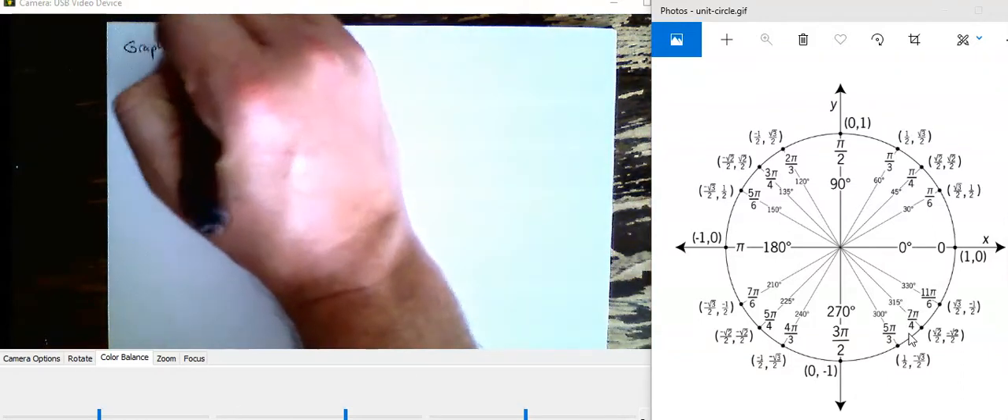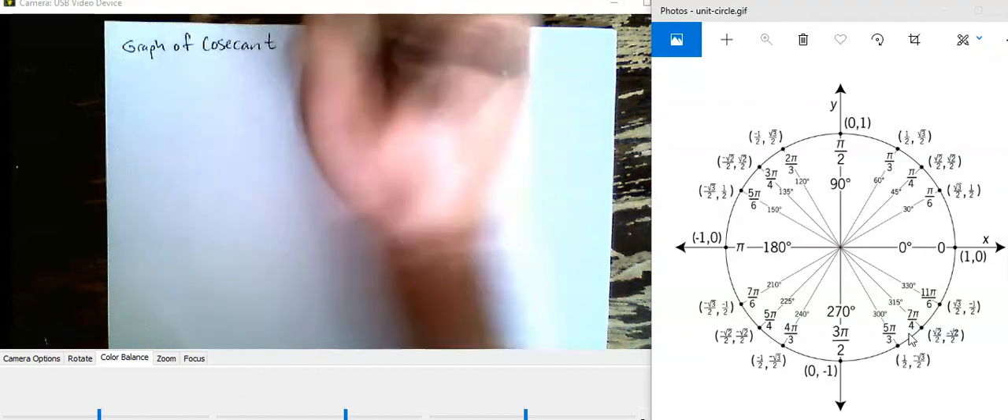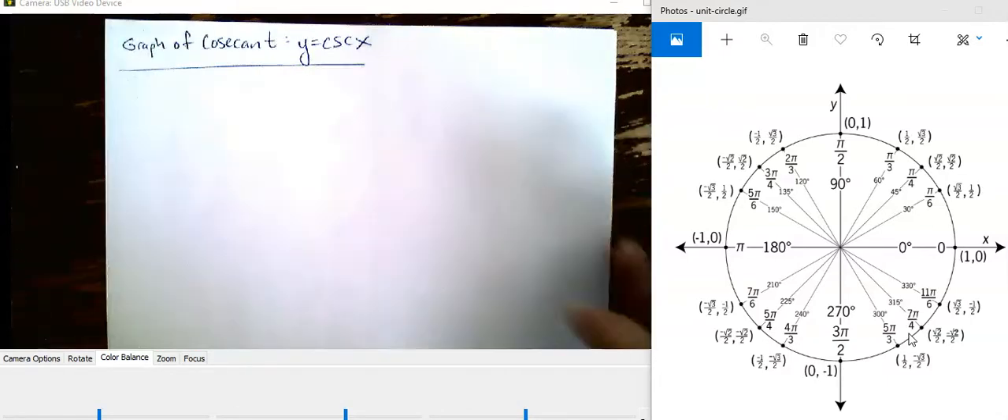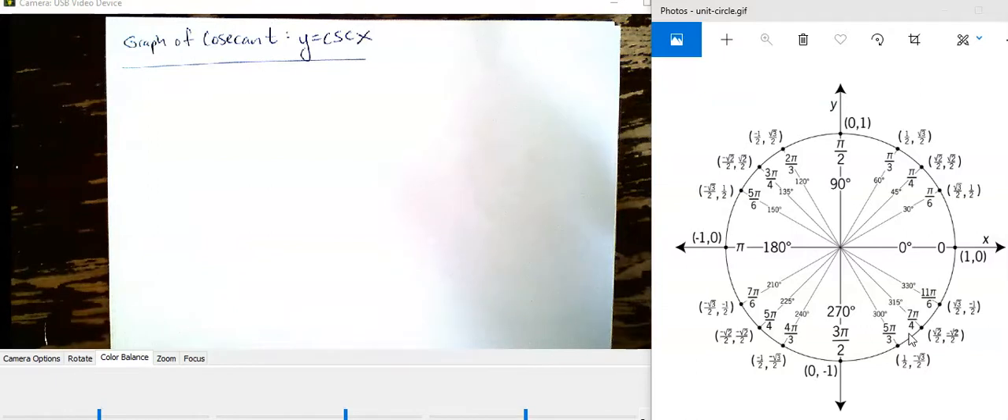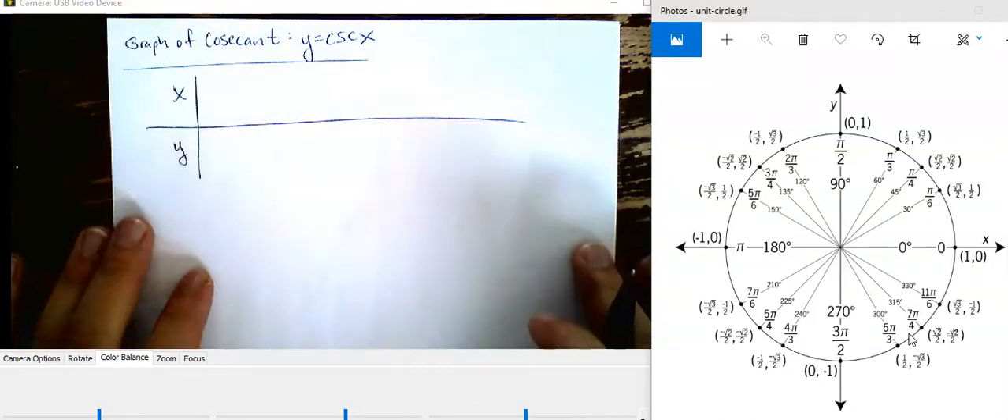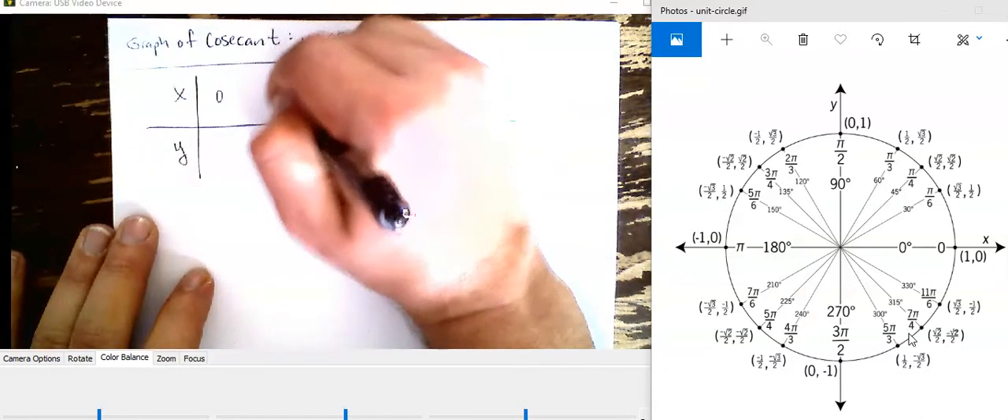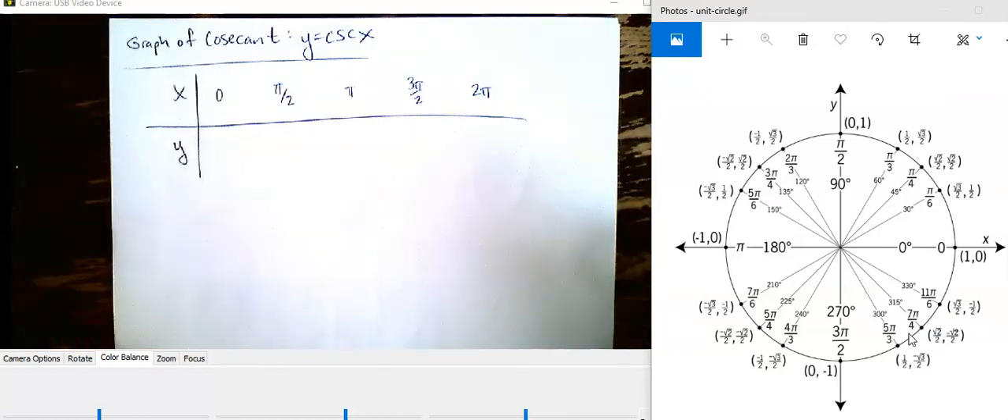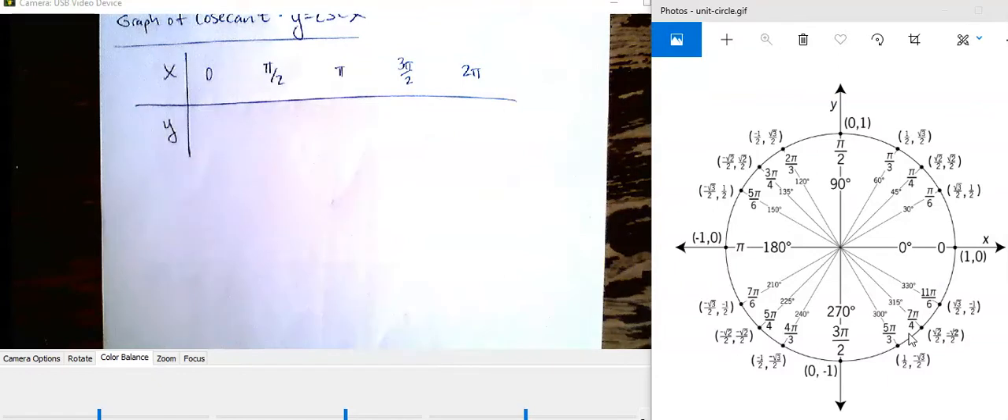Graph of cosecant, y equals CSCX. Unfortunately, the secant and cosecant are not reciprocals of one another, so we're going to need to generate another table here. X, Y. Let's put in our regulars, 0, pi over 2, pi, 3 pi over 2, 2 pi. And then we'll start to go around the unit circle and collect those values.